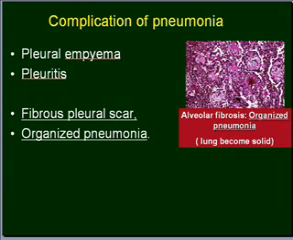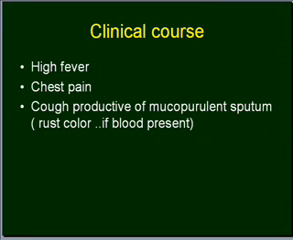Now let me discuss something about the clinical course. This is a very important point: how does a lobar pneumonia patient clinically present to you? Almost all patients with lobar pneumonia usually present with a very high rise of temperature, and sometimes it can go up to 104, 105 degrees Fahrenheit. You cannot really touch the body of the patient. It is so hot. The patient will have extreme chest pain.